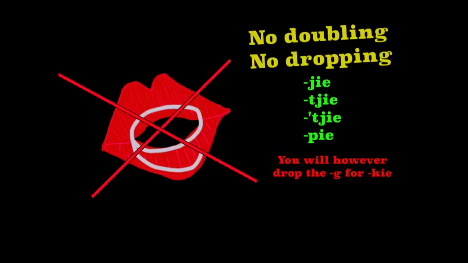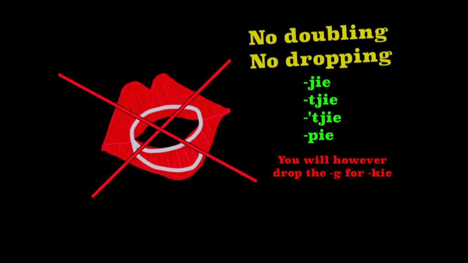Before we do move on to tjie though, for all the following sounds, jie, tjie, apostrophe tjie, and pie, as well as ki, you don't have to double any consonants because there are no vowels at the beginning of this. You also don't have to drop any vowels. For kie though, you are going to have to drop the g to put the kie in, because g next to kie just doesn't work. You can't put a g next to a k.